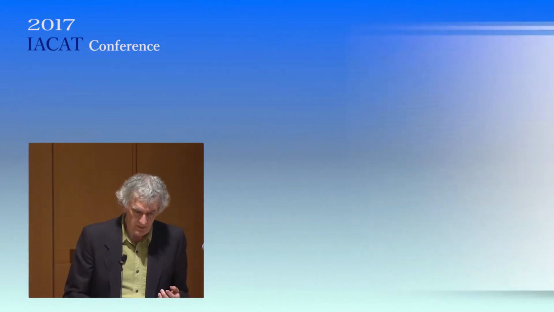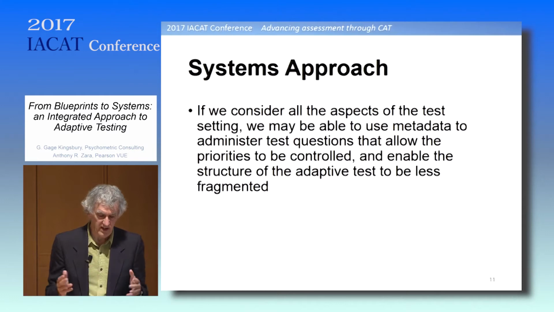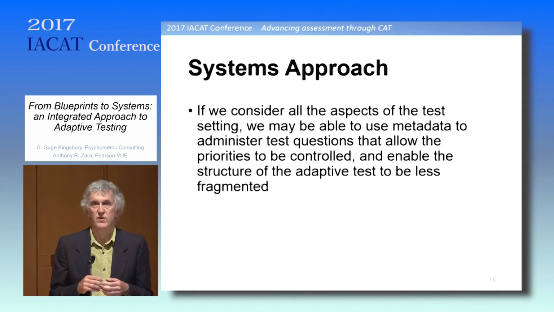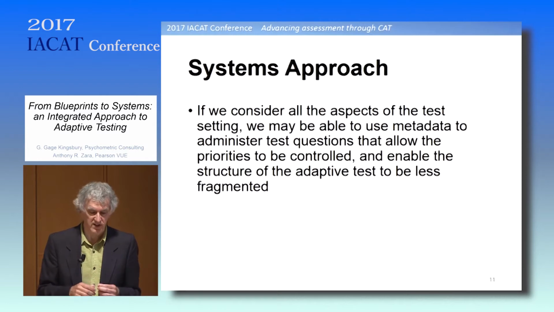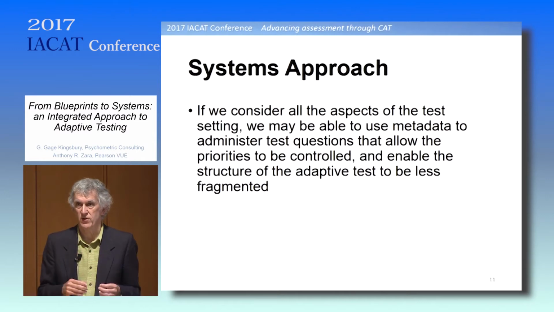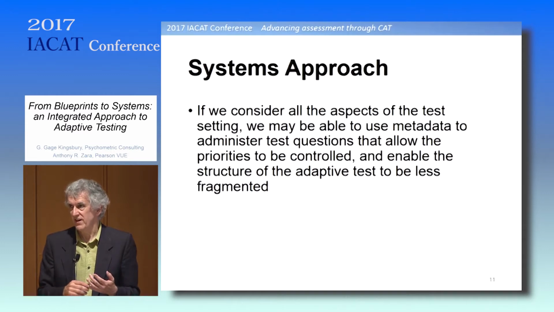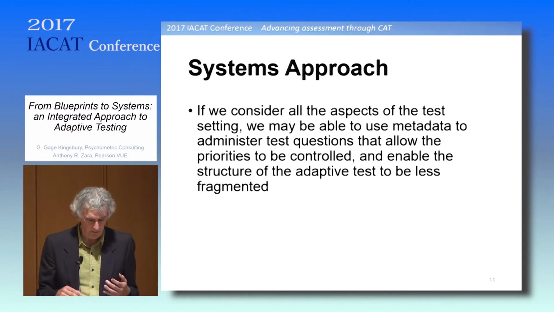Okay. Let's talk about what a system approach might include. If we consider all of the aspects of the test setting and how they might interact, we might be able to use metadata that comes to us from those aspects of the test setting to allow priorities to be controlled. Okay? That presupposes that you set priorities, and it presupposes that you set priorities prior to administering tests. So we'll talk a little bit more about that as we go on.